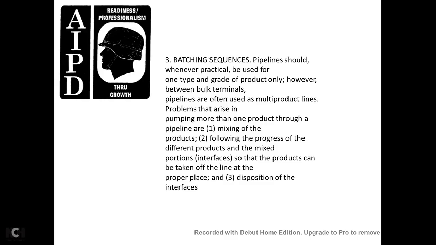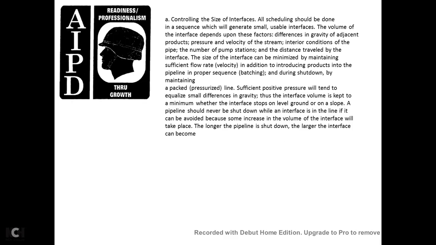All right, batch scheduling. A pipeline should, whenever practical, be used with one type or grade of product only. However, bulk petroleum pipelines are often used for multiple products. Problems arise with pumping more than one product through the pipeline, mixing the products, and allowing the different products to mix so that the products can be taken off the line in the proper place in the interface.